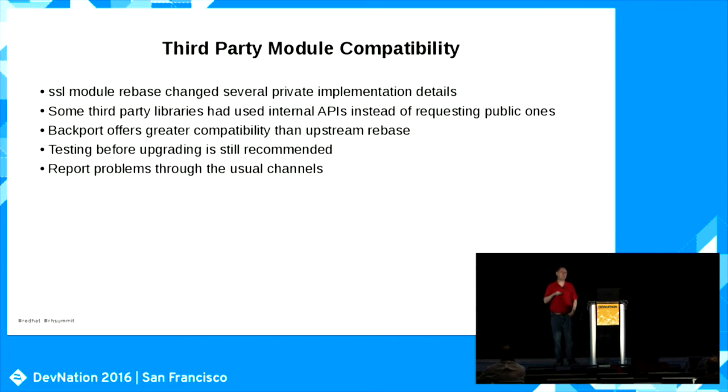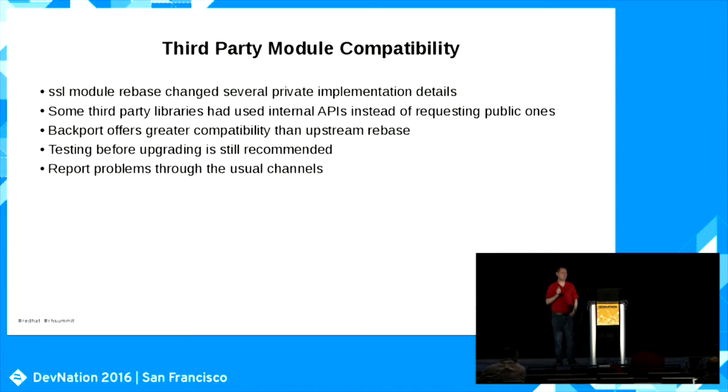And so the backports into Red Hat Enterprise Linux and into Red Hat software collections do offer greater compatibility than upstream. Upstream just straight up said those APIs aren't there anymore. The backports do provide an emulation of those APIs to try and keep these third-party libraries working. That said, it is an emulation, and so testing before upgrading is still recommended, and then report problems through the usual Red Hat support channels.